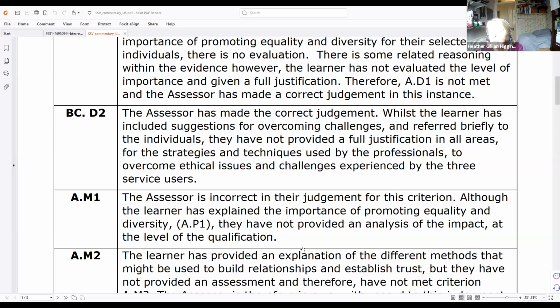Now the assessor awarded AM1, and we really did feel as a senior team that they were incorrect in awarding this. The learner has explained the importance of promoting equality and diversity. They haven't provided an analysis. Now, analysis would be a careful consideration or the results of a consideration, examination of the impact of promoting equality and diversity. What difference would it really make at the level of the qualification? So they've tried, but we felt it was below level 5, that part.